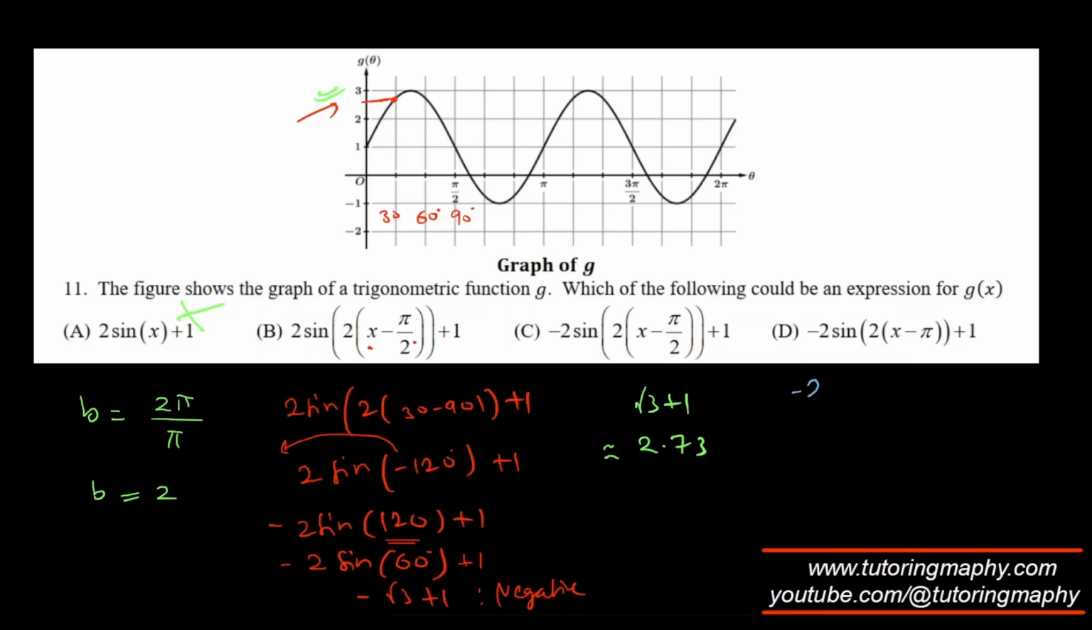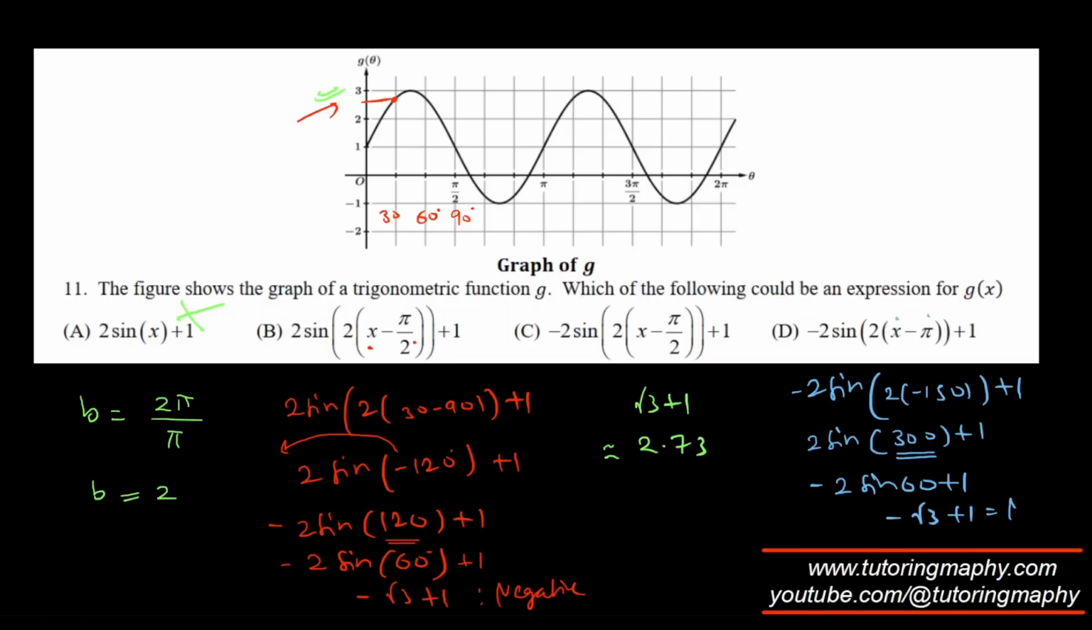Here I have negative 2 times sine of 30 minus 180, which is negative 150, plus 1. Negative 150, negative comes out, so double negative is positive. So 2 sine 300 plus 1. Sine 300 has a reference of sine 60, and that should be negative as well, because sine 300 is in quadrant 4. So 2 times negative sine of 60 plus 1. Sine 60 is root 3 over 2. So this is again negative root 3 plus 1, which is a negative number. So this also cannot be the answer. So it has to be option C. That is the best choice.